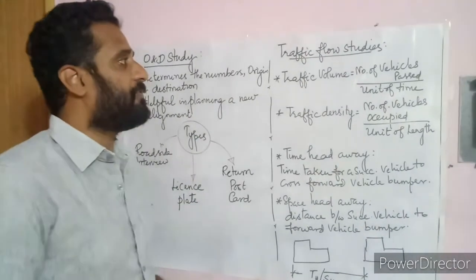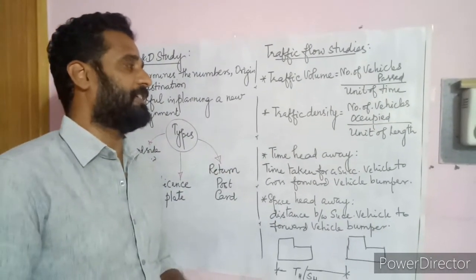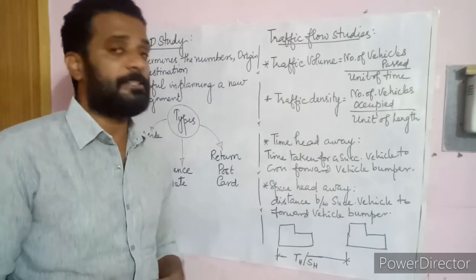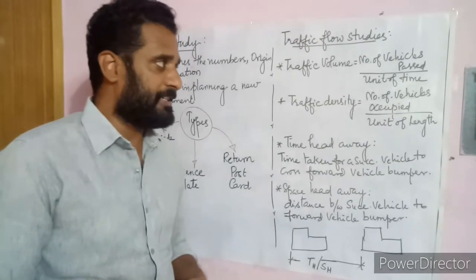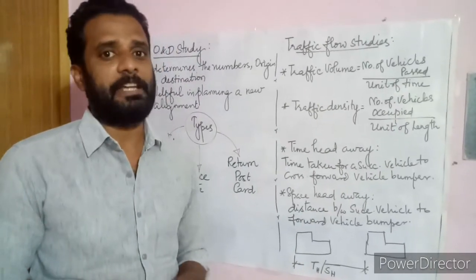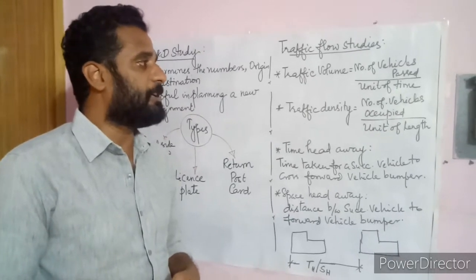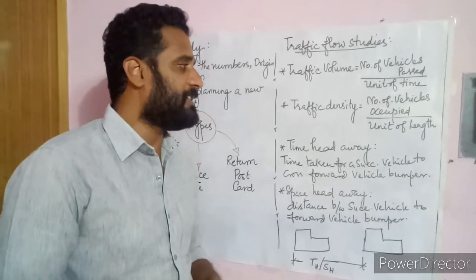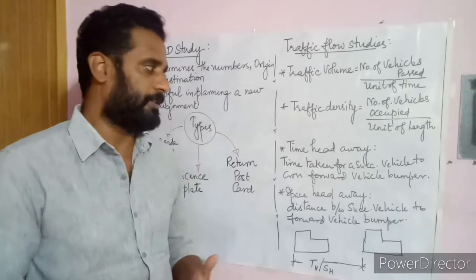So next is the traffic flow study. These are some of the basic terms used in traffic flow study. Traffic volume is defined as the number of vehicles passing per unit of time. Generally the unit of time is taken as hours. Traffic density is the number of vehicles occupying a unit of length. Generally the unit of length is taken as 1 kilometer.